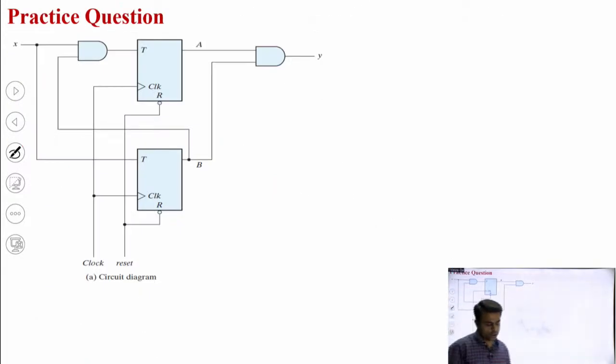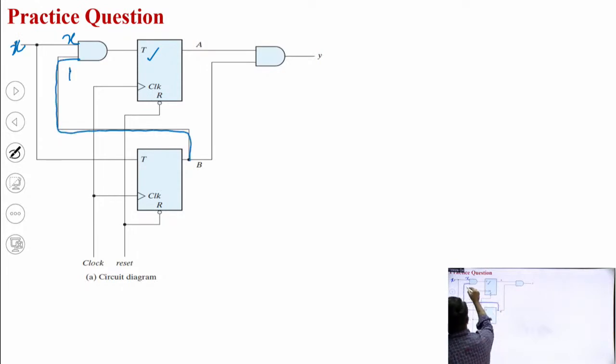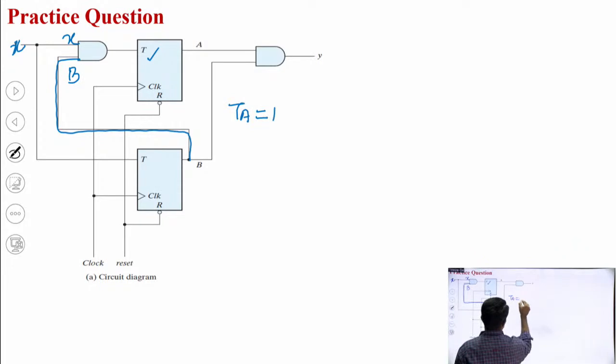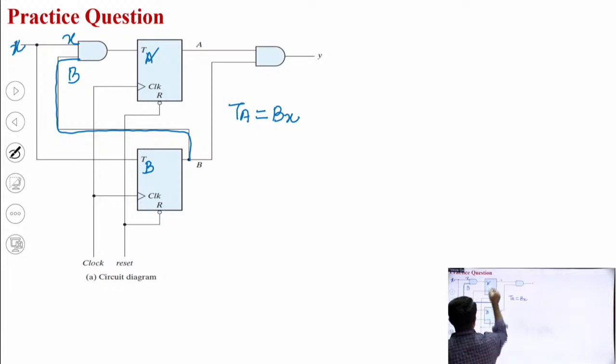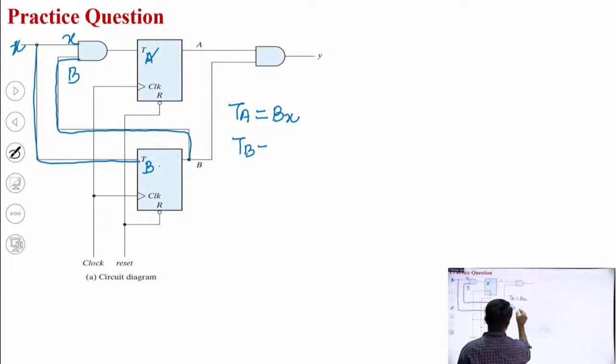This next question I am leaving as a practice question, which is a T flip flop. The only thing I am doing is one step in this. This is my input X, and this is B, so Bx. So TA is equal to Bx. Similarly, this is TA, and TB, this TB is equal to X.